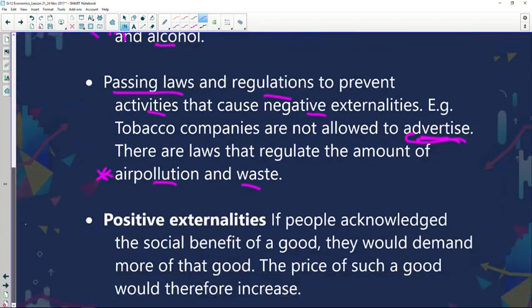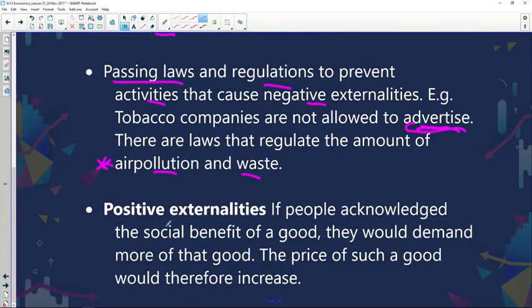Okay, so let's talk positives. So we've spent a bit of time talking about negatives. Let's do some positives. It's always good to talk about positive things. So if people acknowledge the social benefit of a good, they would demand more of that good. The price of such a good would therefore increase.